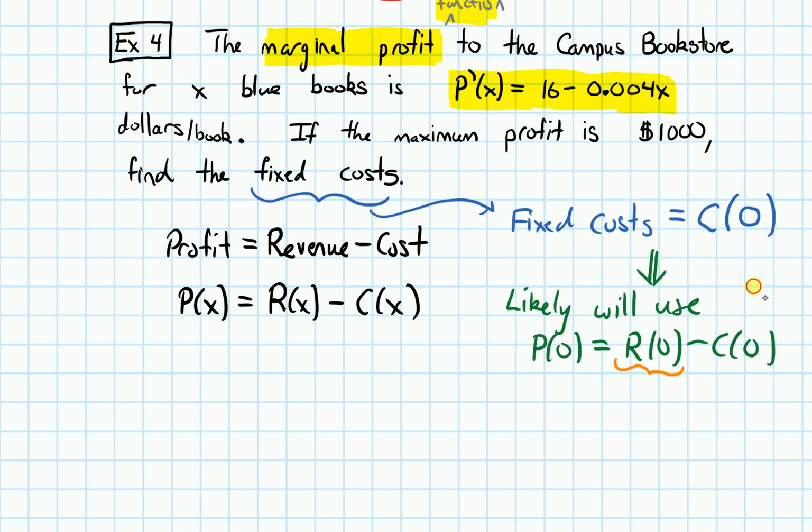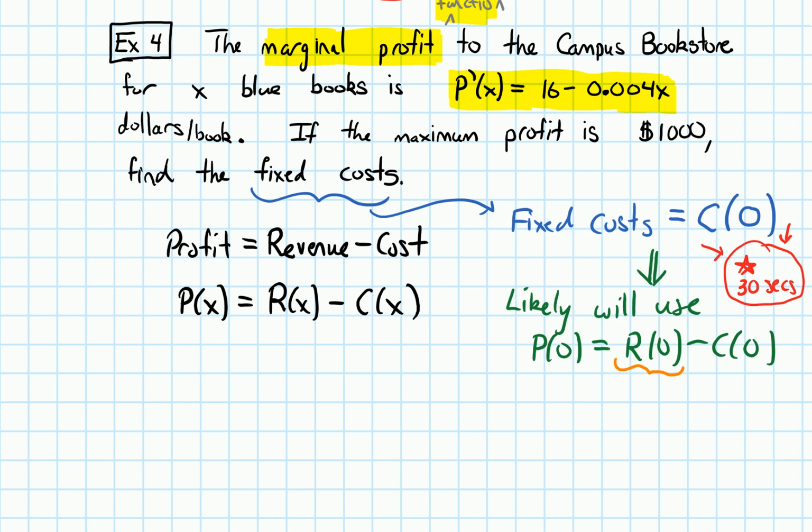Pause the video for 30 seconds and see if you can figure out what R of 0 is. This is just something that we can use logic on. This is asking, what's the revenue when you sell 0 blue books? So pause it in 4, 3, 2, 1. Pause the video for 30 seconds and see if you can determine what that revenue is.